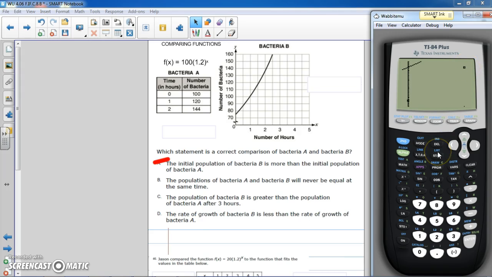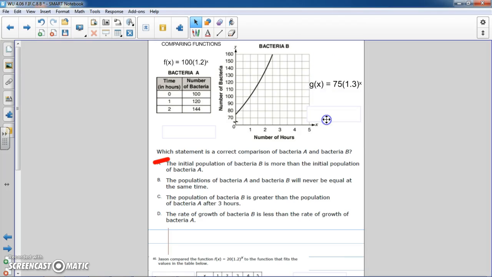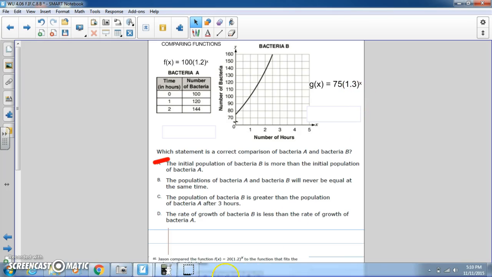Okay, so I'm going to do exponential because again I'm talking about bacteria. I'm going to do exponential again. So stat, go over to calc, do exponential regression. So hit 0 and then hit enter. Now that is my exponential equation for bacteria B, and I'll show you guys that here. 75 times 1.3 raised to the x.